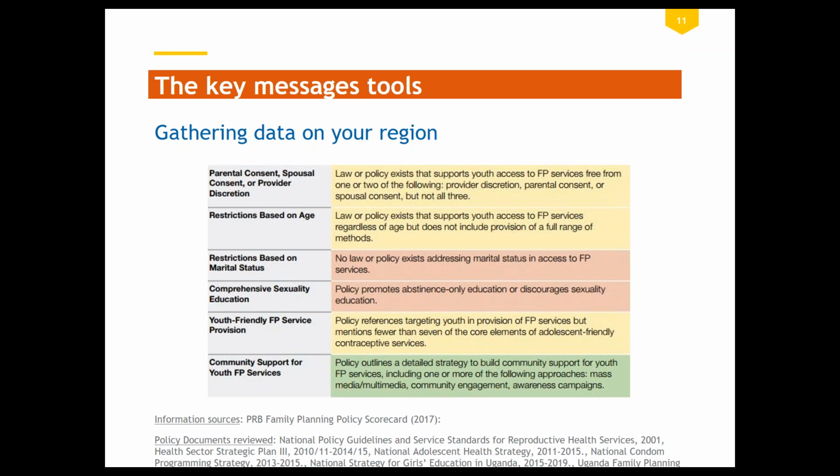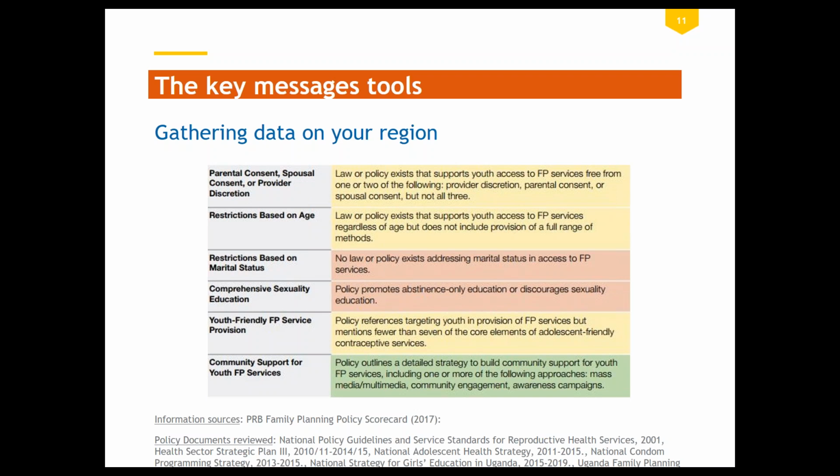So I identified some main takeaways. For example, that there are laws and policies that support youth access to family planning services regardless of age, but it does not include provision of a full range of methods, which creates a gray area that allows providers to apply restrictions based on personal beliefs and on adolescent sexuality.